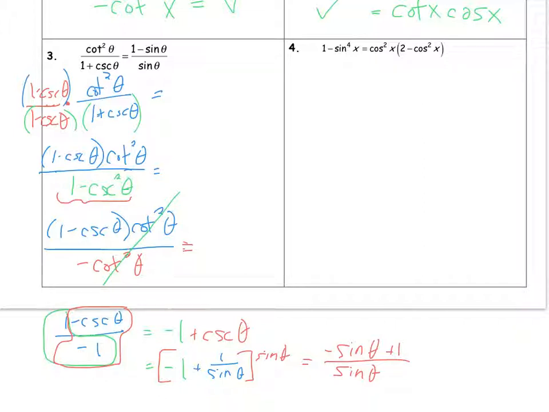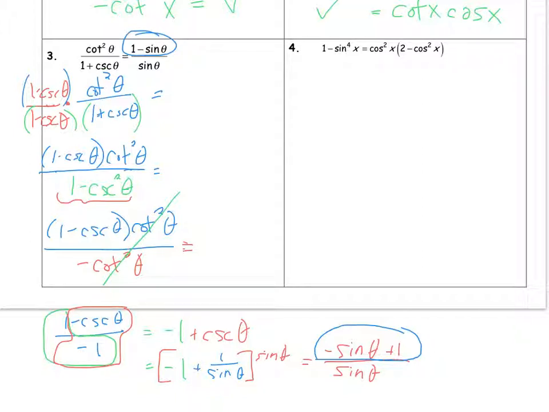That's the answer. Take a look at it. You don't believe me? Let's look. This guy right here, on top, I have a negative sine theta and a plus 1. What do I have over here? Ooh, I have a negative sine theta and a plus 1, but they're written backwards.